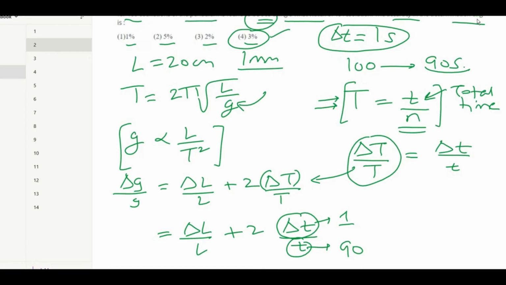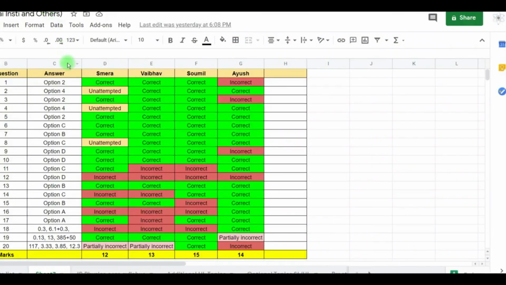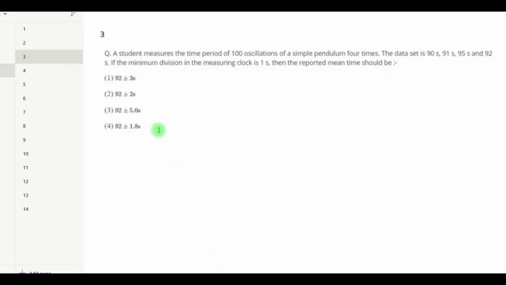So for this question, Vaibhav, Saumil and Ayush, although you have got the right answer, please cross check your approach one more time. Now coming to question number 3, Smera, Vaibhav and Saumil, all of you have attempted this question correctly, but please cross check your approach when I show you the solution. Ayush, you have done it wrong, so just see. So you can solve it one more time and then see what can be the answer.